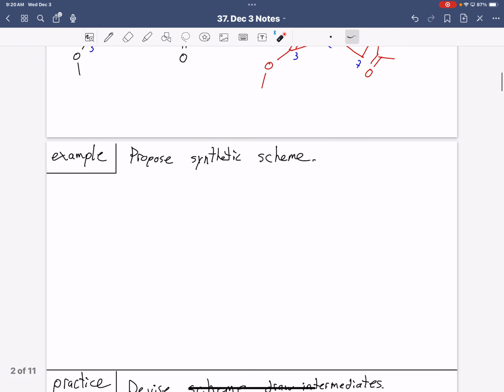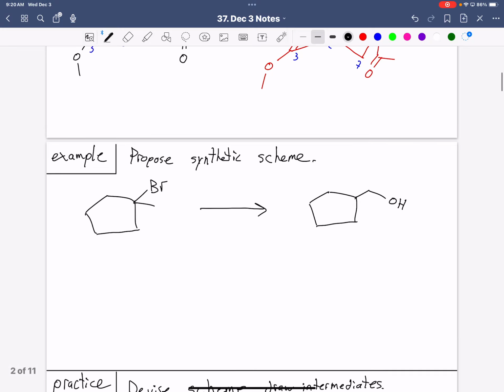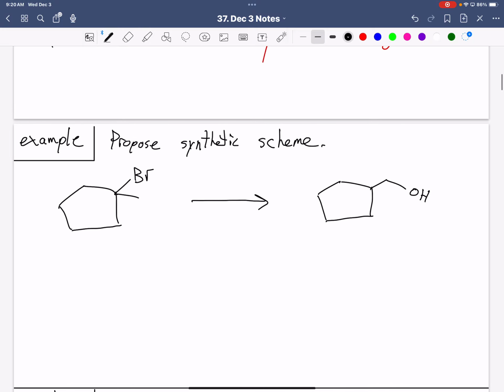Okay, let's try a different type of problem. This is more akin to a real-world problem for an organic chemist, where you want to make something, you've got stuff you can start with, and you've got to figure out how to get there. So again, I just want to push you to use retrosynthesis as your strategy here. There are far fewer things you have to consider if you go backwards.